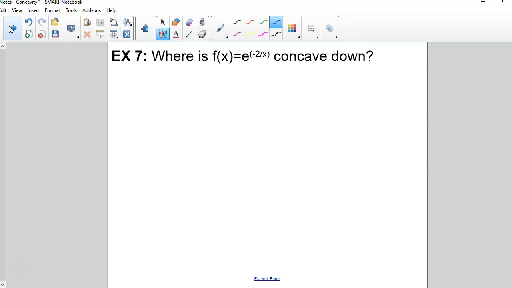Alright, so we want to know where f of x equals e to the negative 2 over x is concave down. So we have to take the second derivative, and we're going to have to use the chain rule here. Before we do, I'm going to write it like this: f of x equals e to the negative 2x to the negative 1. So rather than having negative 2 over x, we can move that x back up here.